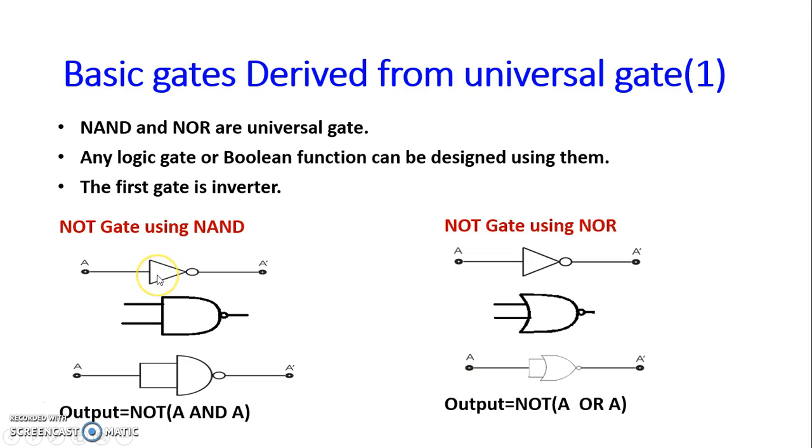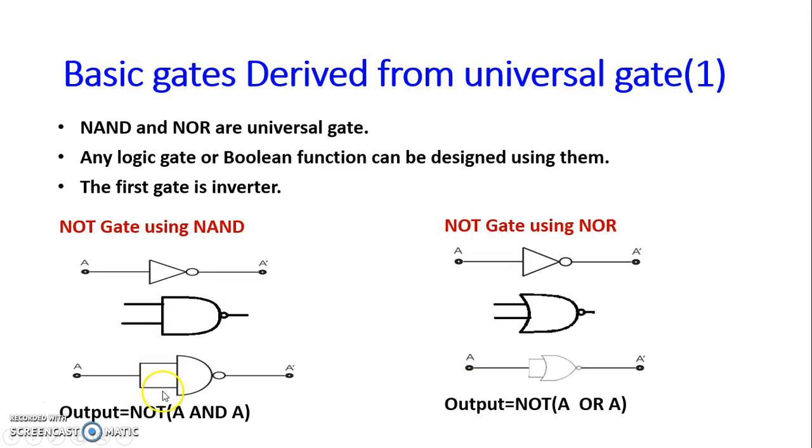This is the symbol for the NOT gate. That means you give input A, you will get output A bar, the complement. This is my NAND gate. A NAND gate is a two-input, one-output device. However, our NOT gate is one input and one output. So how do we realize this function using a NAND gate?